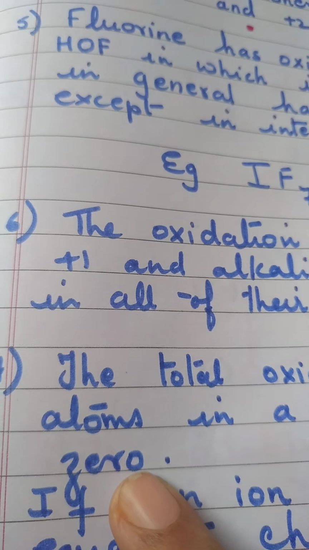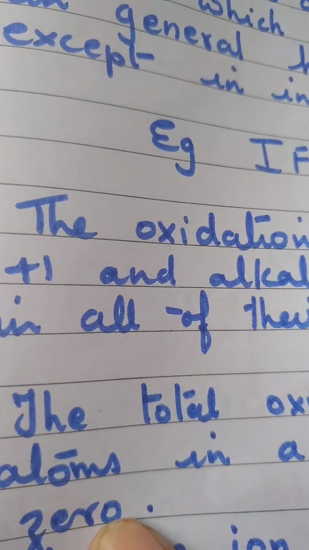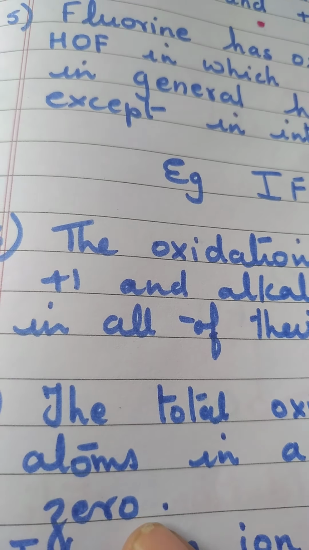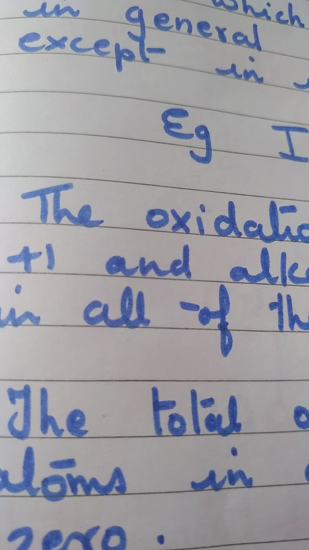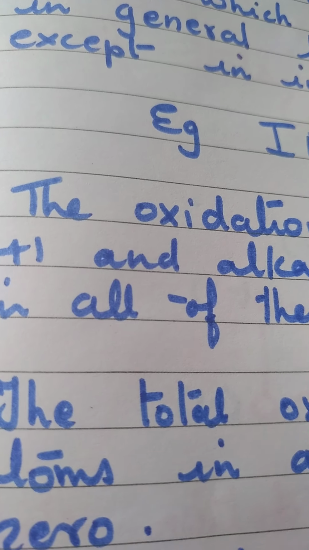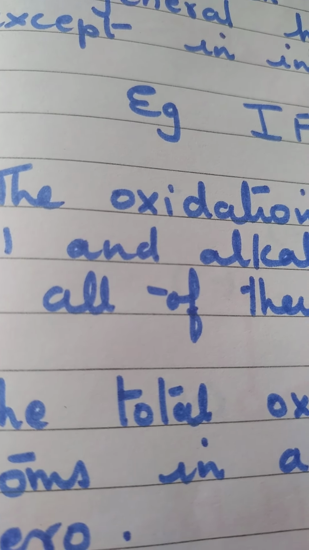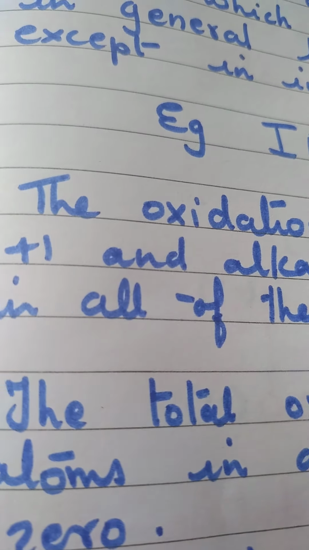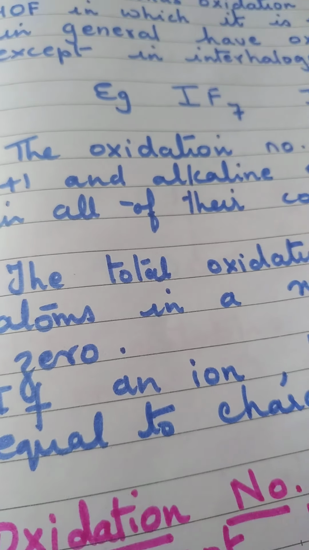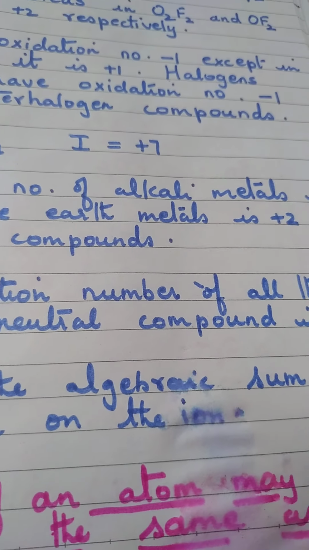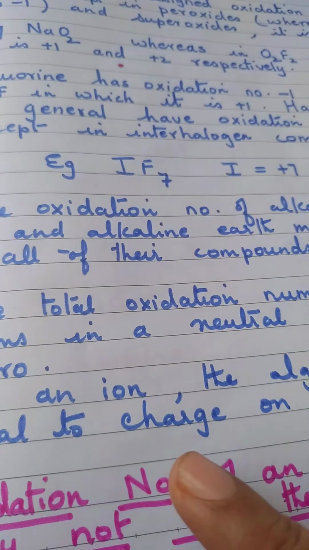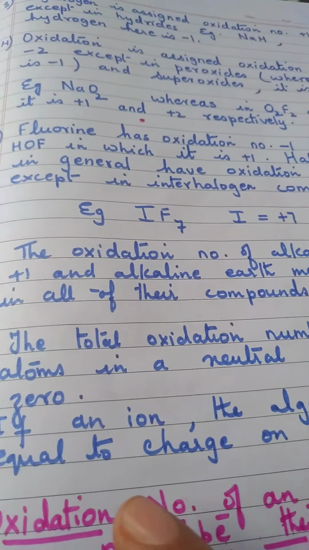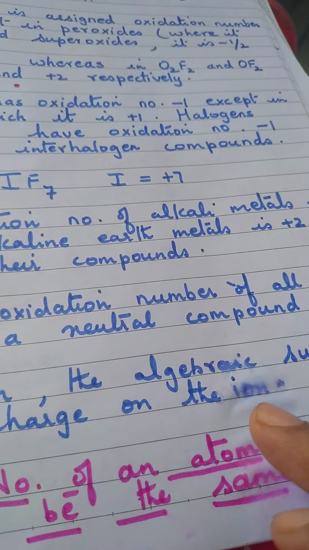I just now explained it to you. Like if you have IF7, each fluorine atom will be -1, so the total charge for 7 atoms will be -7 and iodine will be +7, and the total charge will be 0. In an ion, the algebraic sum is equal to the charge on the ion.